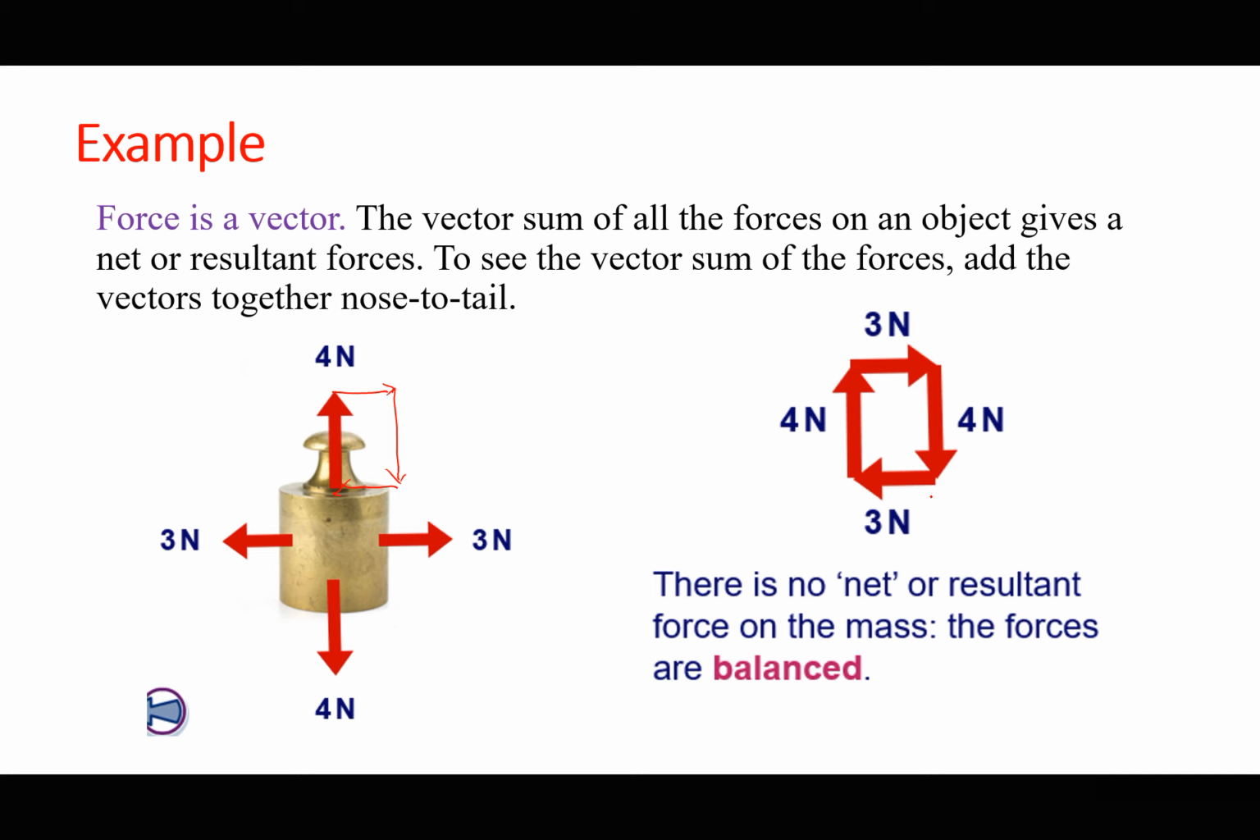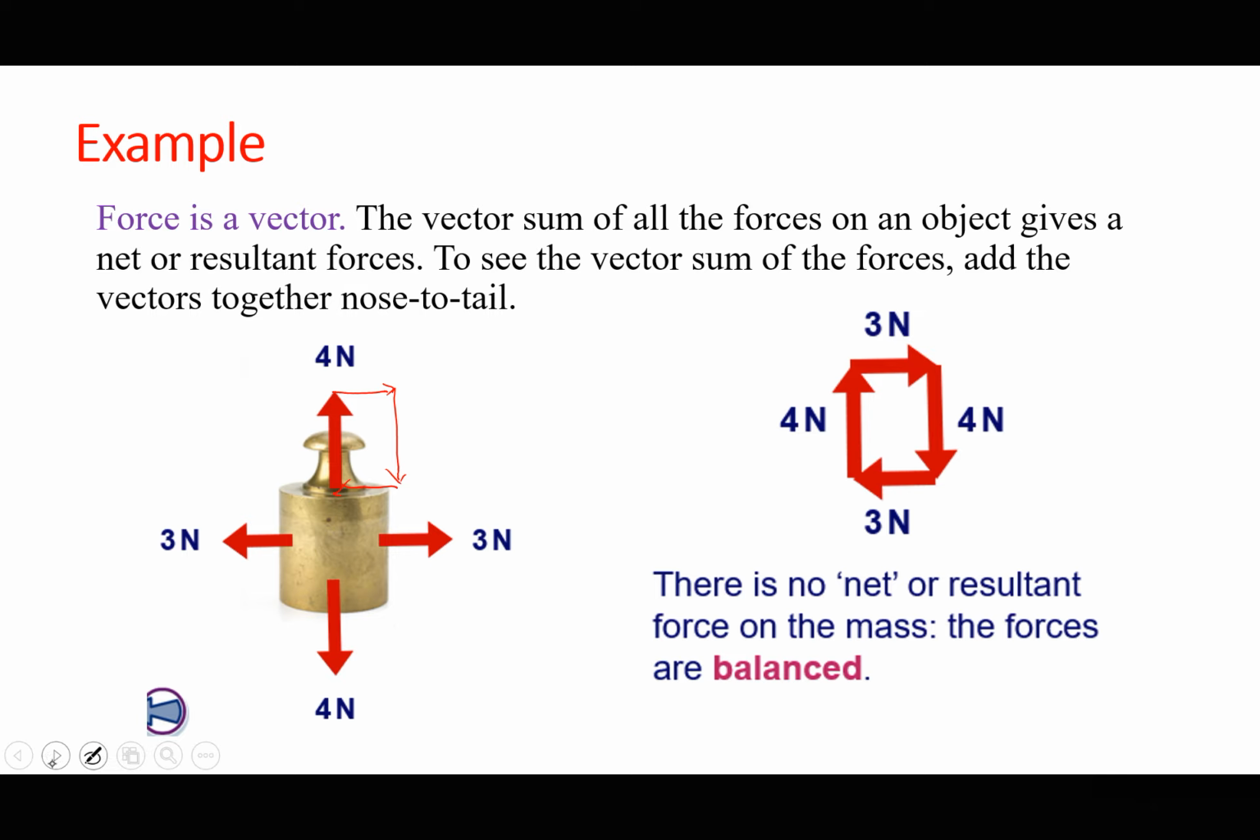In many cases, for examination purposes, we shall only have two or three forces which form a closed triangle, but these are four and they are forming a closed rectangle. Therefore, there is no net or resultant force on the mass, and we say the forces are balanced in that case. We could find the resultant in the vertical to be zero and the resultant in the horizontal to also be zero. Therefore, these forces are acting on a body which is in equilibrium. Those are the balanced forces.